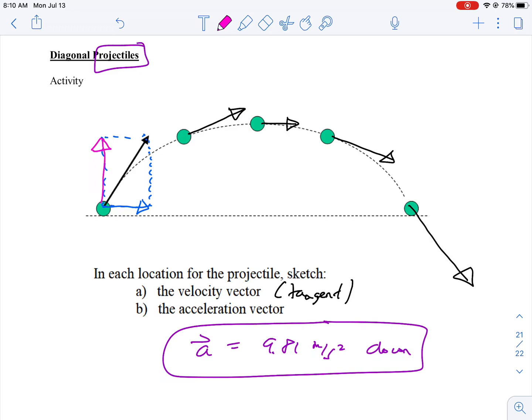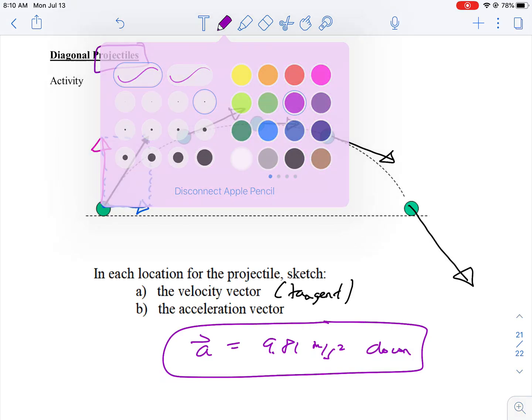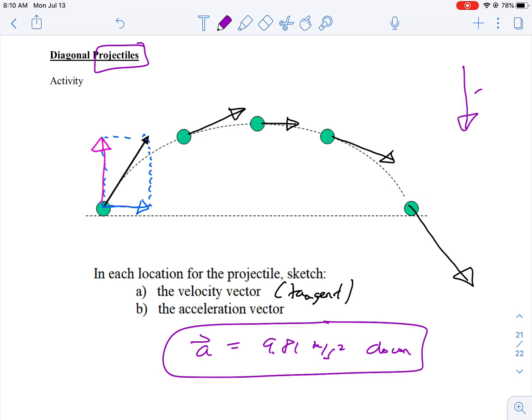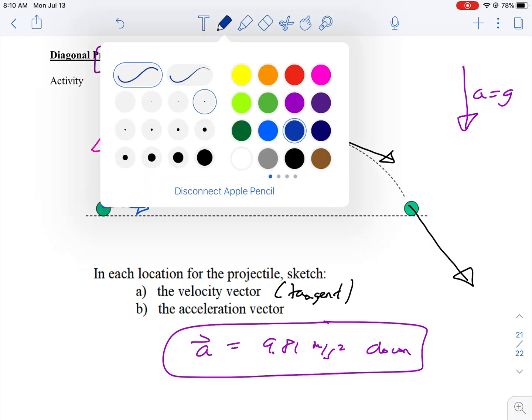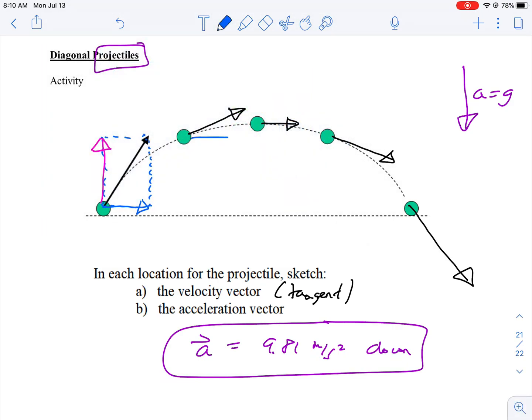Now, if you remember, since the acceleration is always the acceleration due to gravity, there's only a vertical acceleration. There is no horizontal acceleration. So therefore, that horizontal component will stay the same all the way through. It'll stay the same, and the same, and the same. Give or take, it's a real rough diagram, but that blue vector stays the same all the way through: constant horizontal velocity.